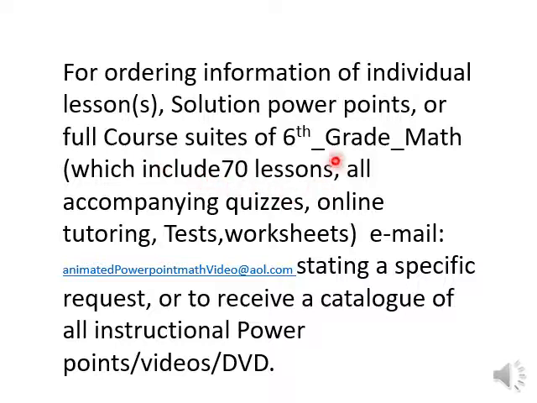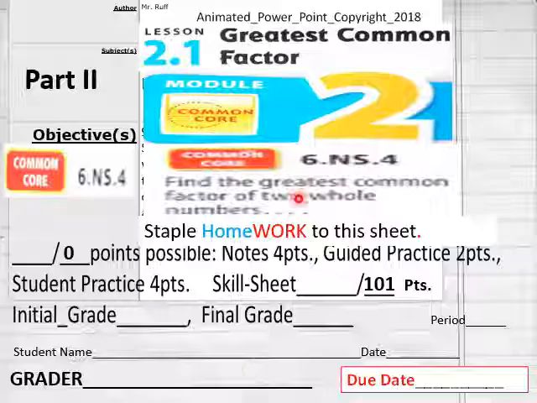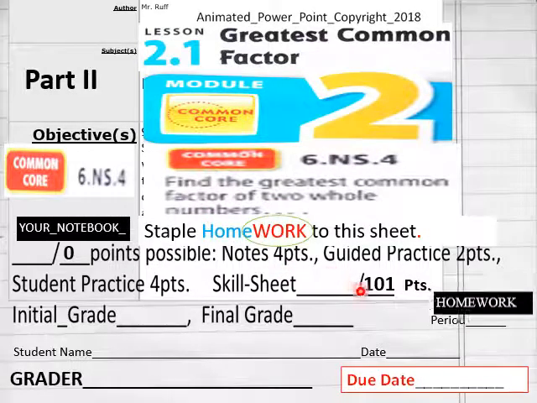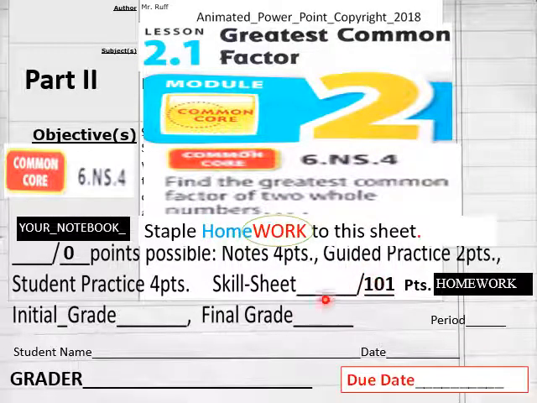Hello everybody, getting ready to do 2.1 part 2 homework today for 6th grade math. And you got 101 points here on your homework sheet. Have that out in front of you now. Students, put your name, date, period here on your paper, your phone, your tablet, your PC, your Chromebook, your iPad.